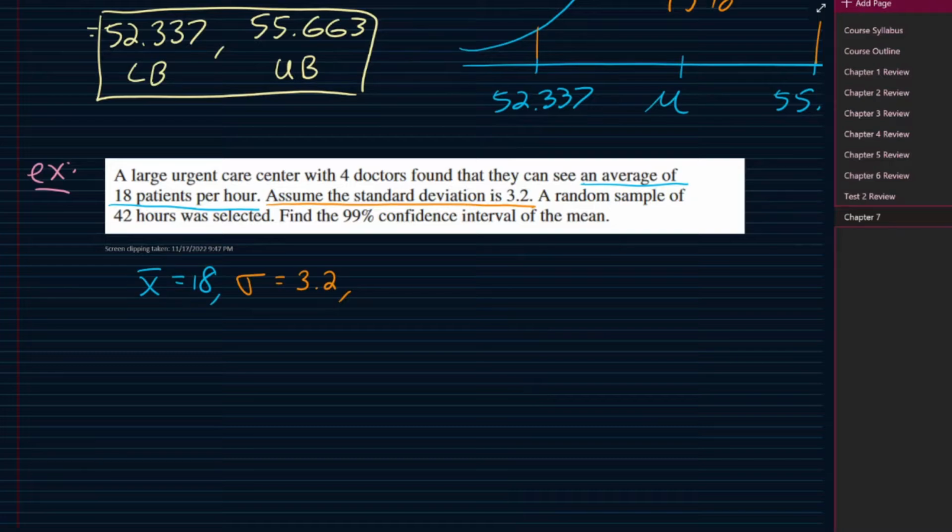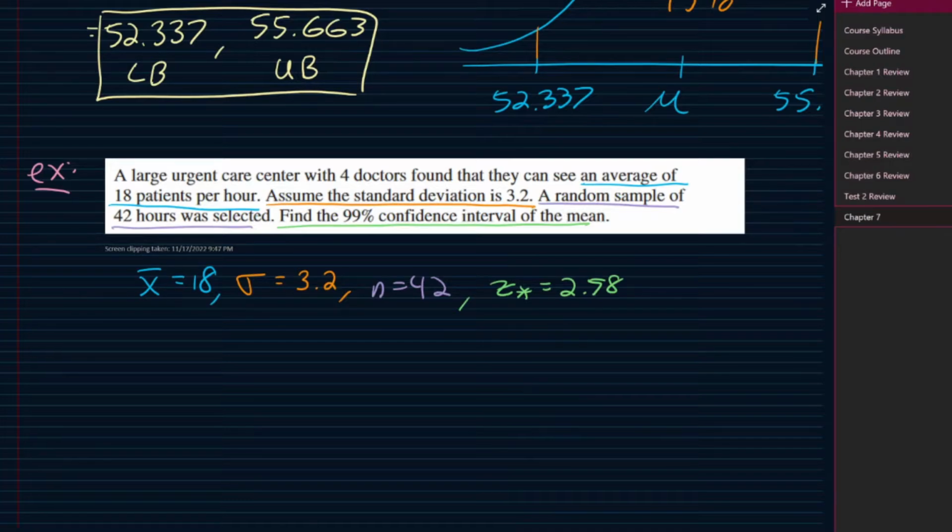And a random sample of 42 hours was selected. That's our n. And we're looking for a 99% confidence interval, which lets us know that the z star for our formula is 2.58. Okay? And this will give us the interval that we'll be 99% sure the actual true mean is between.